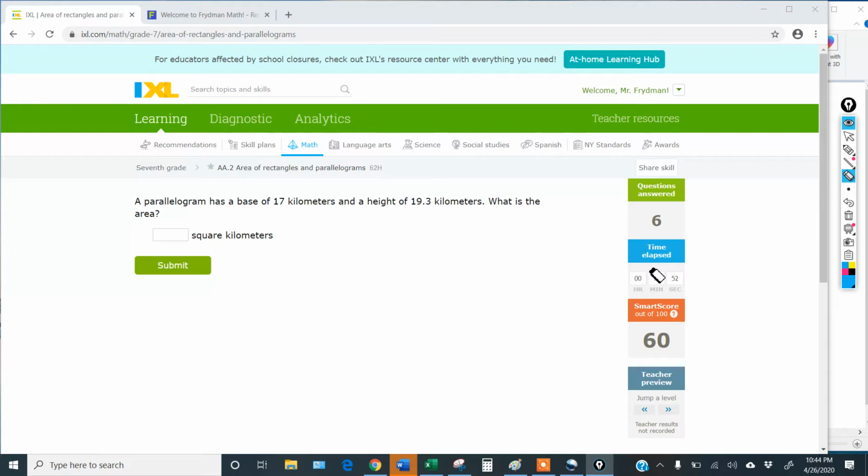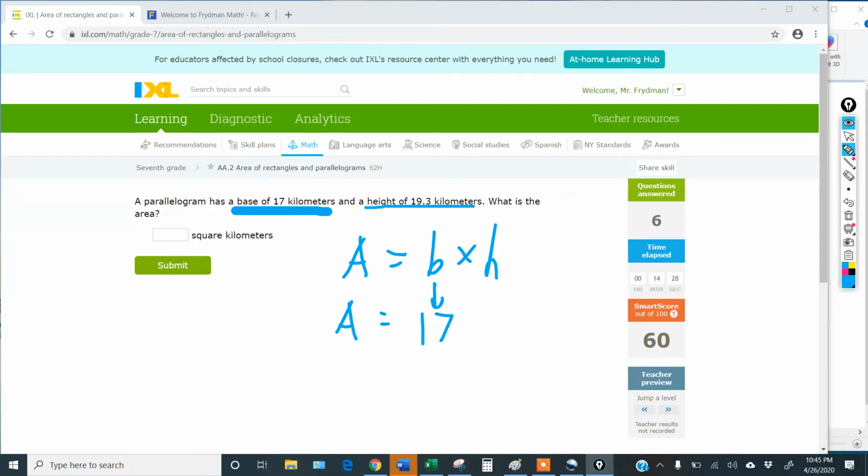A parallelogram has a base of 17 kilometers and a height of 19.3 kilometers. What is the area? Again, we're given the base, and we are given the height, right? So in our formula here, the area is equal to the base times the height. We would just have the area is equal to, the base was 17 and the height was 19.3.